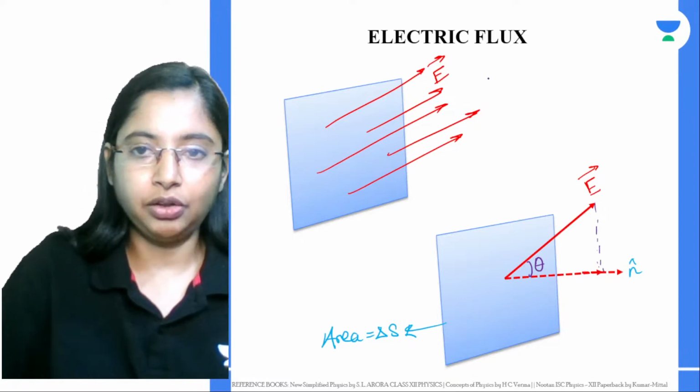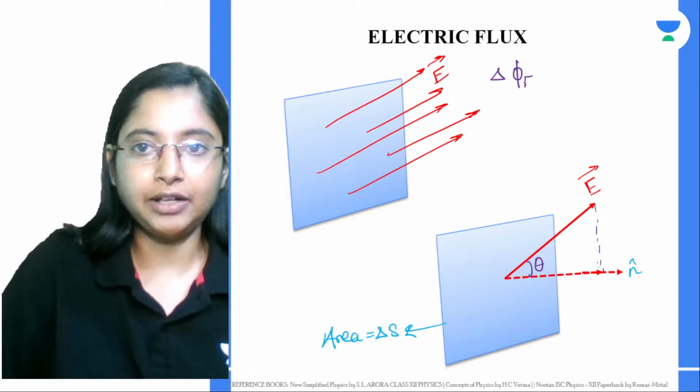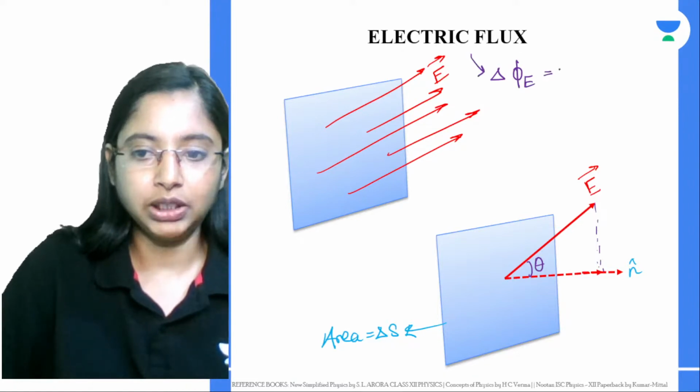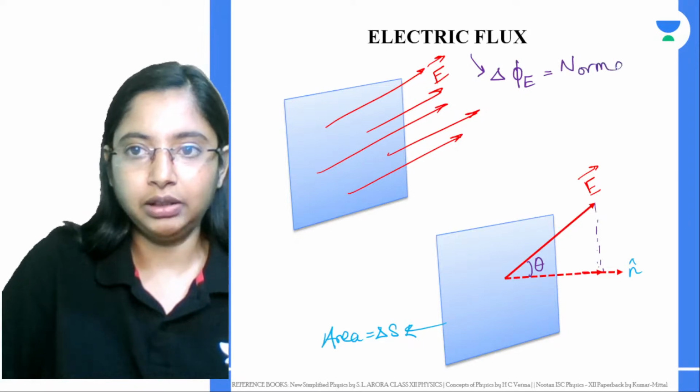Now what will be your delta phi, that is, the electric flux? Electric flux will be the normal component of E. That will basically be your normal. What is the normal component of E?